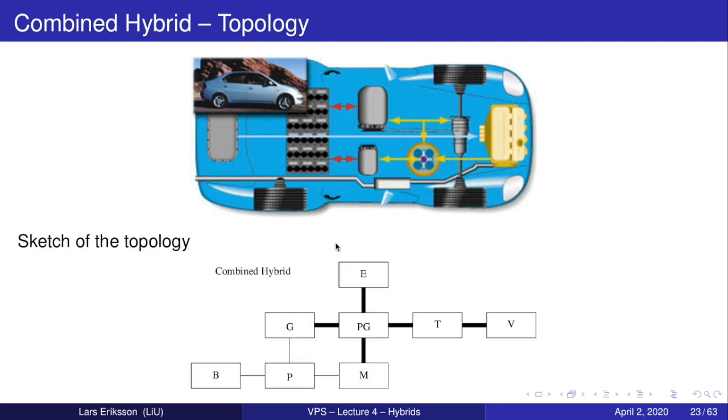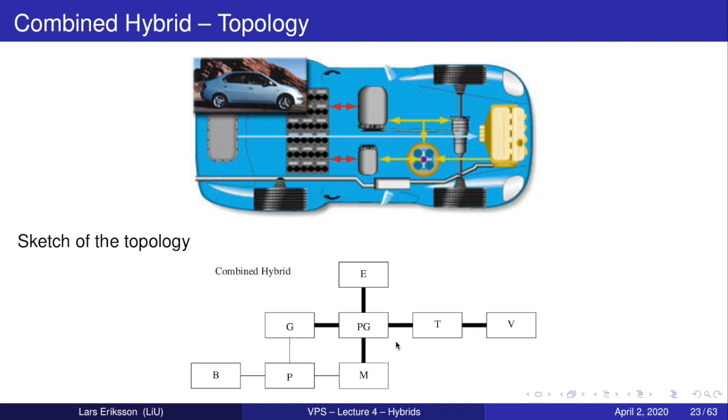The sketch of topology is like this, where we have the combustion engine, planetary gear set, the electric machine, the generator, and we have the power electronics. So we have the electrical system and we have the mechanical system with the final drive and the differential out to the vehicle. In this sketch, we are using four mechanical shafts, even though the planetary gear only has three connections. I will show you later in the sketch how they are connected together.